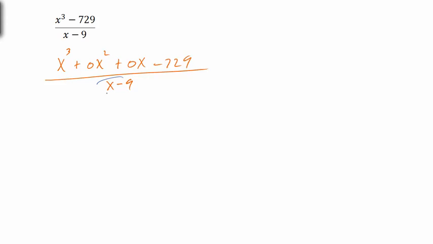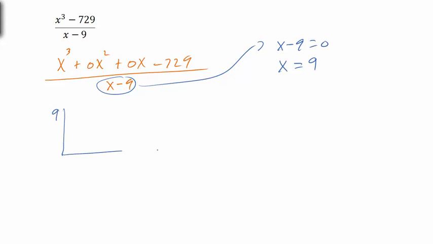Now, once again, we're going to take the x minus 9 here, set that equal to 0, so x equals a positive 9. So we're going to put the 9 out front, and then we need to bring down our coefficients. Here we have understood to be a 1x cubed, so we're going to bring down a 1, a 0, 0, and a negative 729. 1, 0, 0, negative 729.